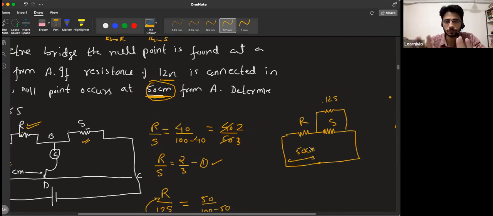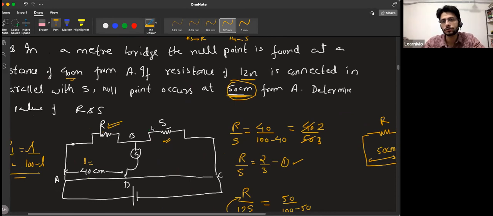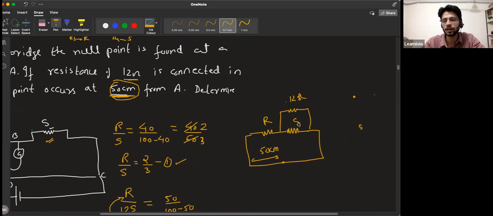Are you getting the two parts now? So what is the resistance in the right arm now? Initially it was S, and the balancing length was 40. Now what is the resistance in the right arm? The equivalent resistance. And how much is that equivalent resistance? The parallel combination of 12 and S. And how much is that parallel combination? This is how we add resistance in parallel.